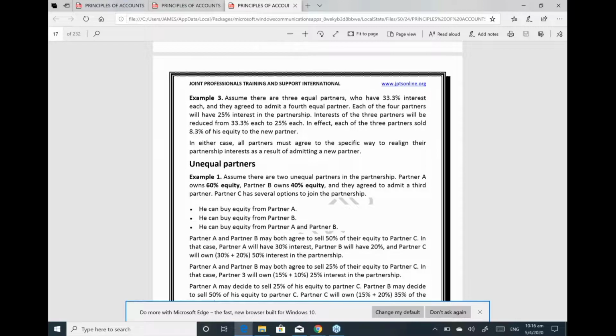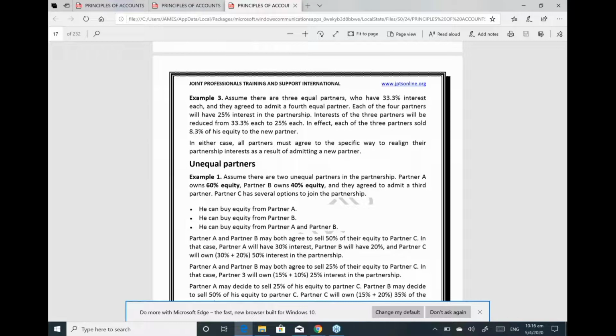In effect, each of these 3 partners sold 8.3% of his equity to the new partner. How do we get that? If you look at the first one, it was divided by 3, but because they needed a fourth partner, they have to relinquish some of their interest.